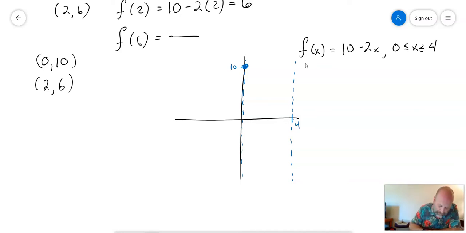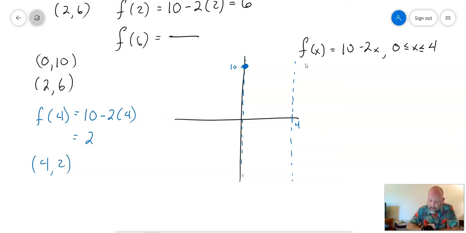And so that's what I'm going to do. I'm going to see what f of 4 is. So this is 10 minus 2 times 4, which is 10 minus 8, or 2. So that means at 4, the y value is 2. And so if that's my 2, my other point should be there.